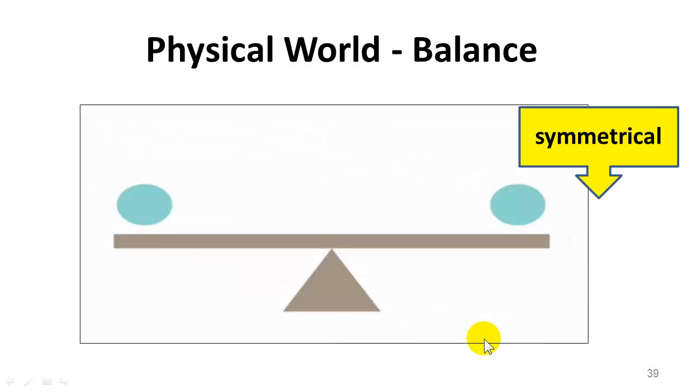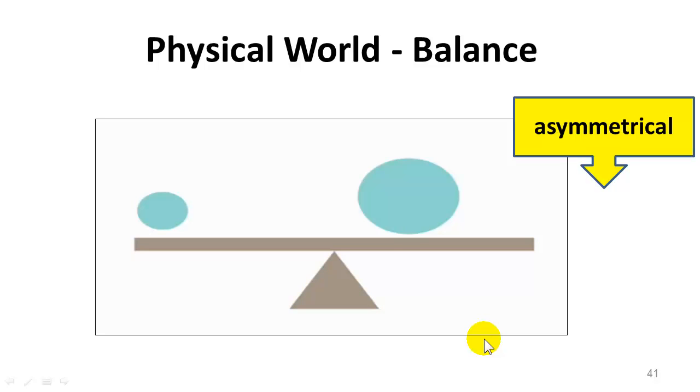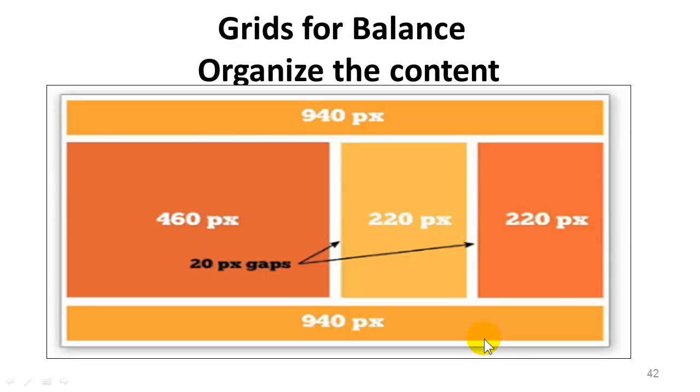Here we look at this concept of symmetry. Here we have an asymmetrical balance, although that's still balanced. You can see if it feels right. One more time, asymmetrical. Many web developers use these grids for balance.